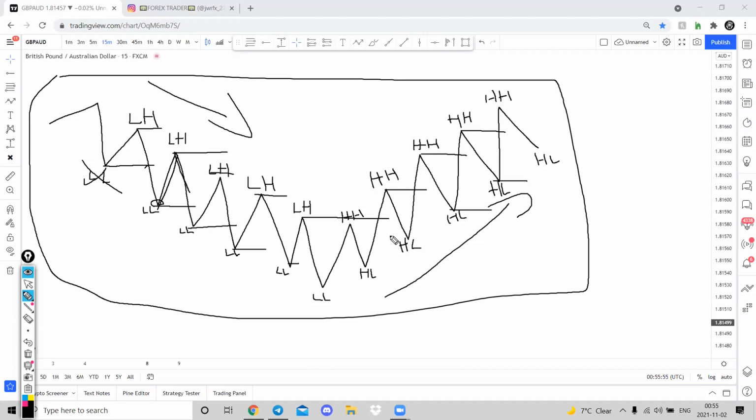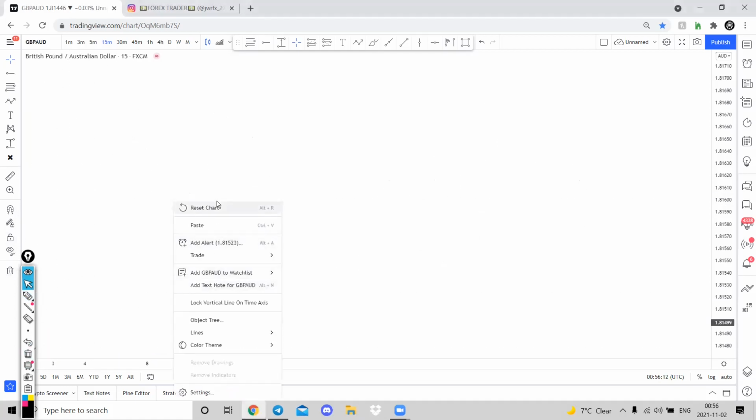But as you guys can see, these are market structures. It's very important to know how to identify market structures to know the shift of the market, right? And that's basically that. So let me just show you guys this in the real market.